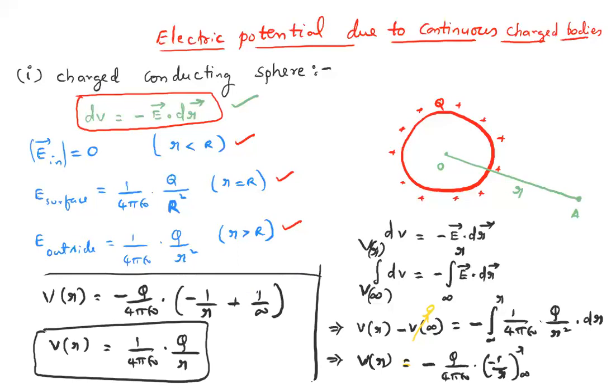Now from this, it's very, very easy. For a point on the surface, what happens? Small r equals capital R. That's why we get this relation. Now we have to come to the inside point. Inside point means small r is less than capital R.